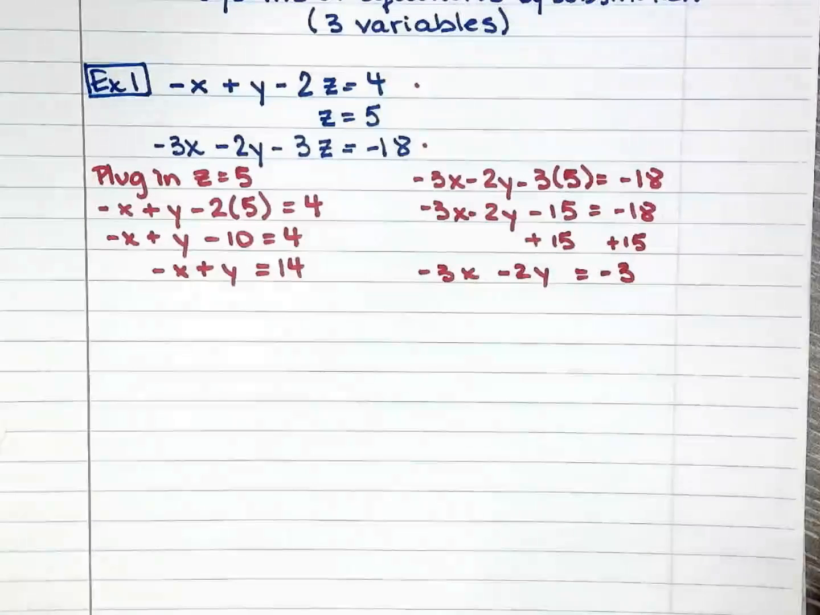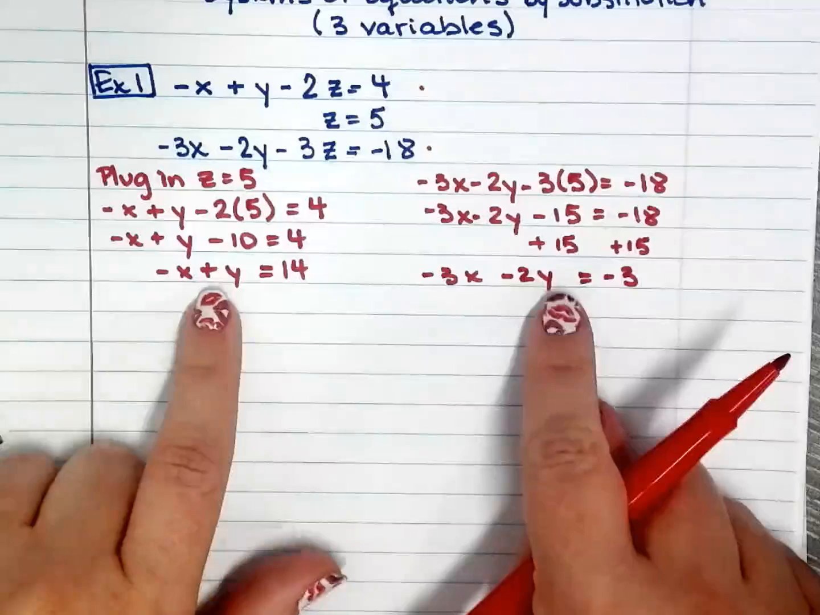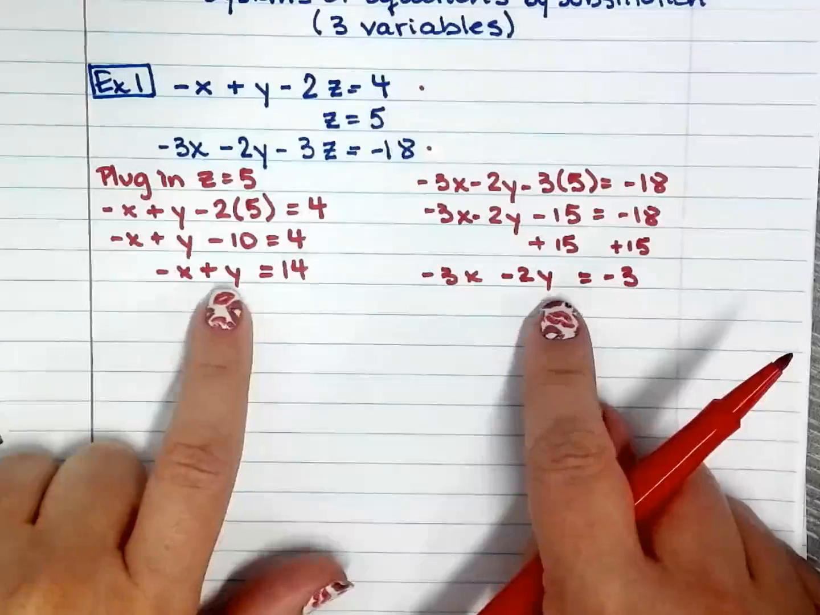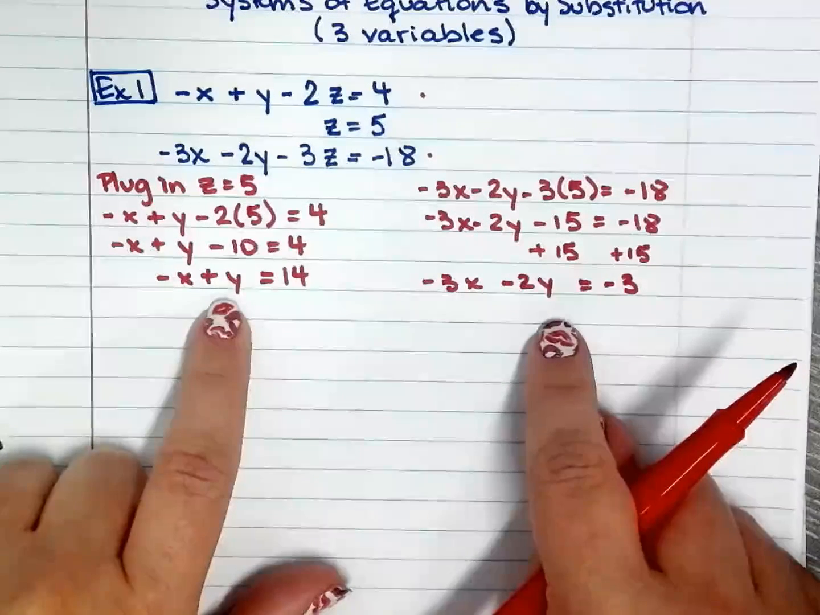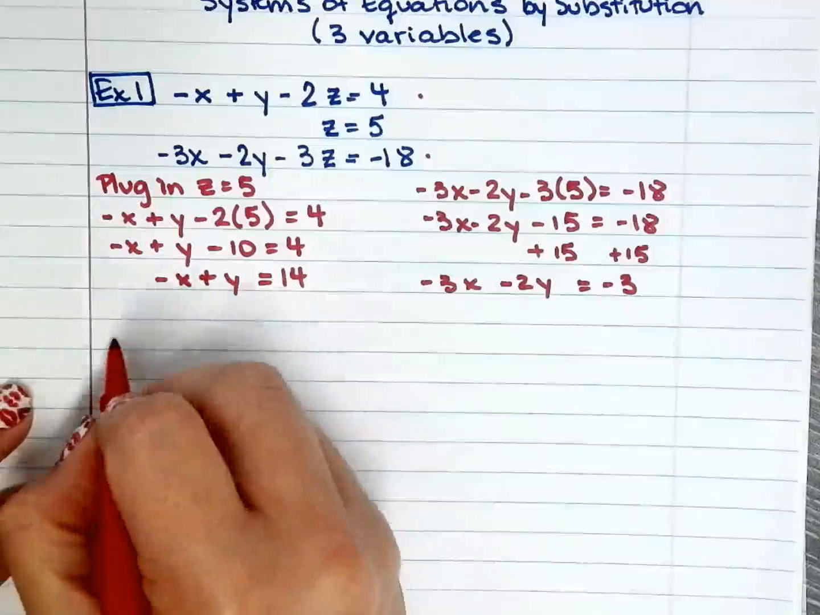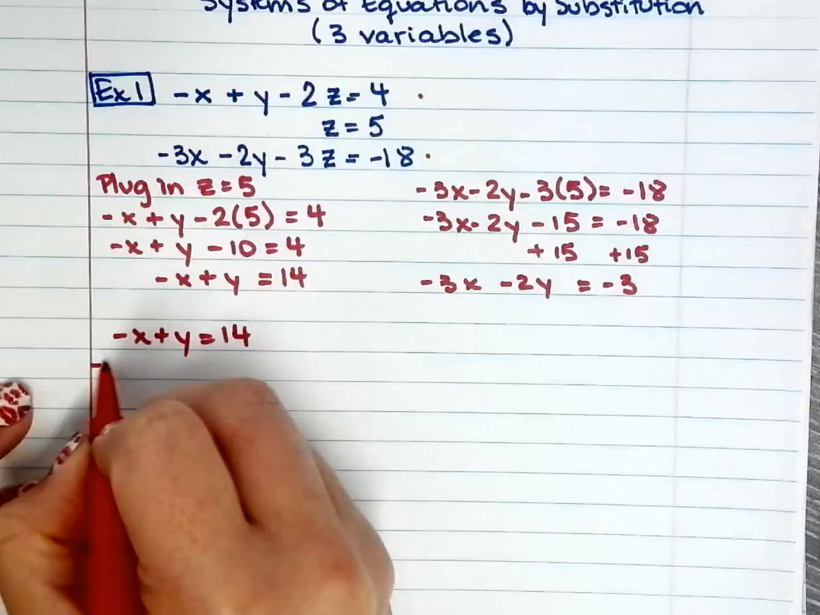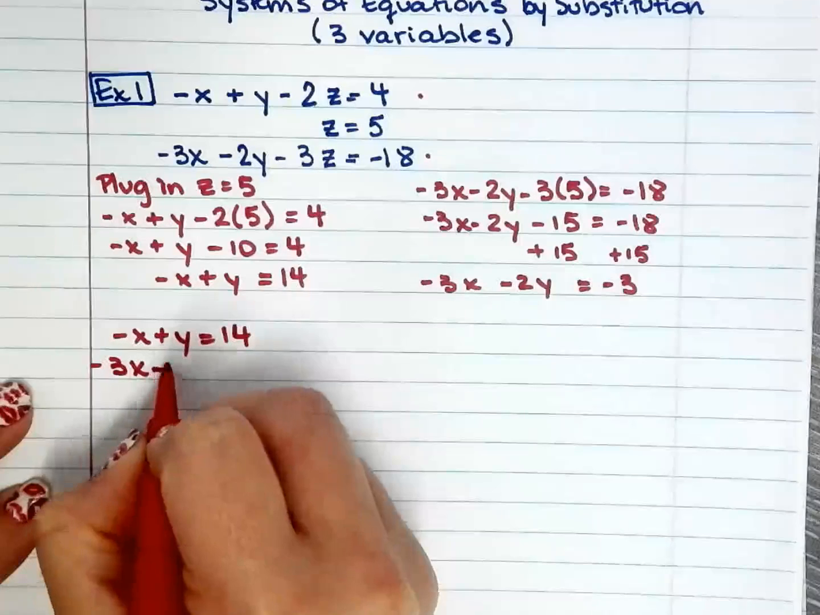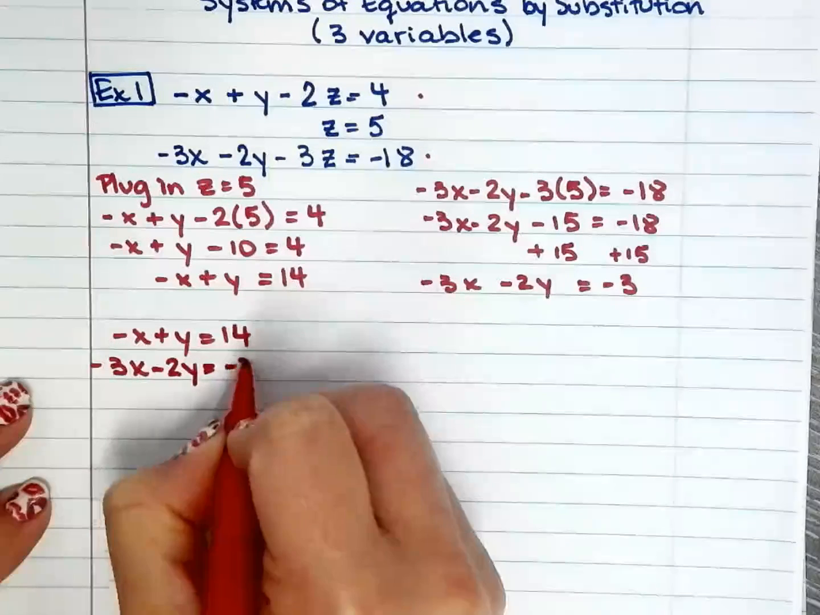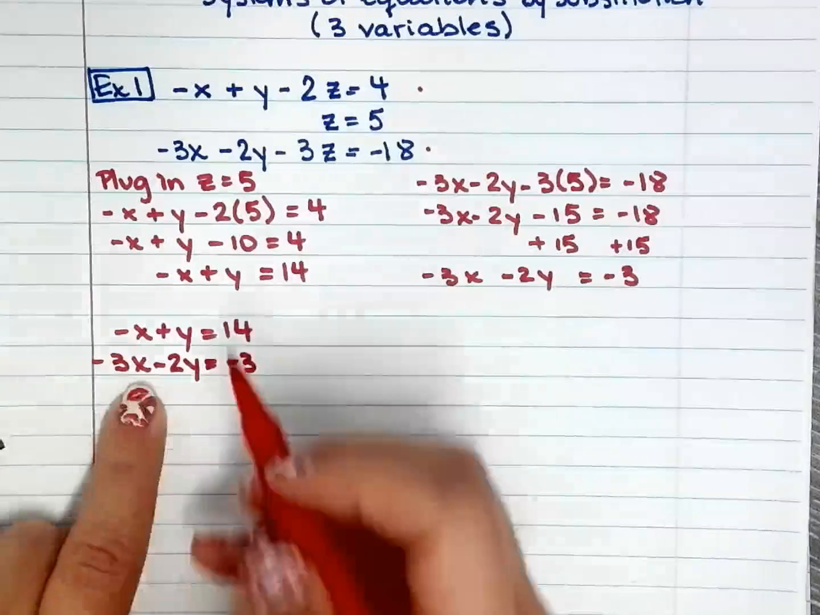Okay, so now I'm in luck because I have just the basic two variables system right here. So I'm going to write it out in a way that you're familiar with. You've been doing this since Algebra 1, so you can do it with your eyes closed. So this is my new system.